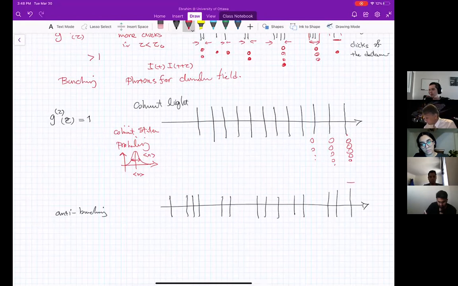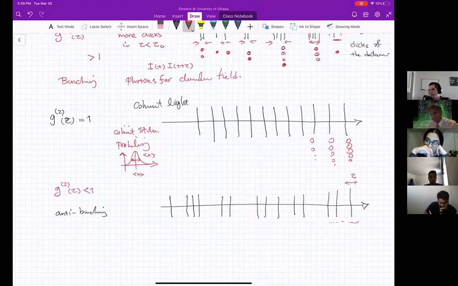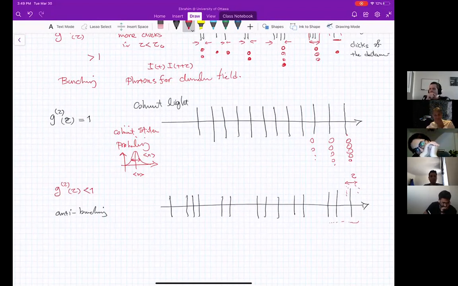If that's within a coherence length of tau, you don't get the correlation in neighbors; the correlation happens later. So the number of photons that are correlated are outside. So that is what is happening. The G2 of tau is below one. In that specific interval, you don't have too much correlation. And this is what we call anti-bunching.